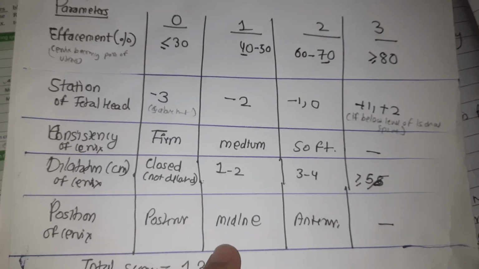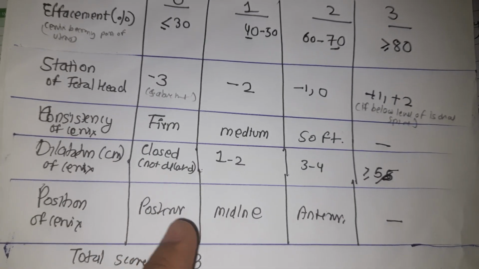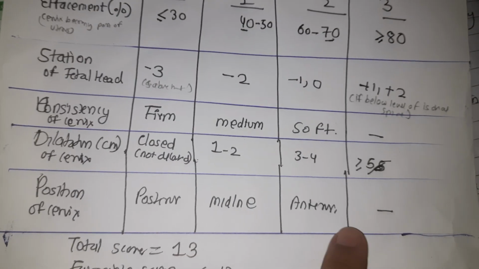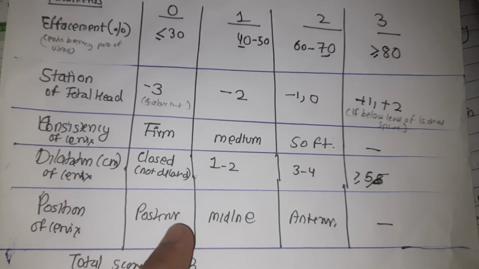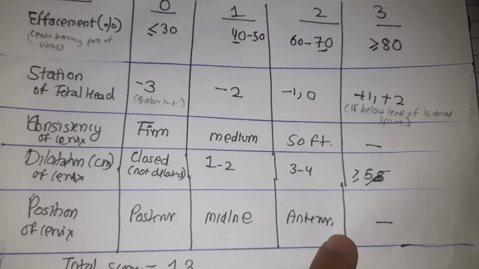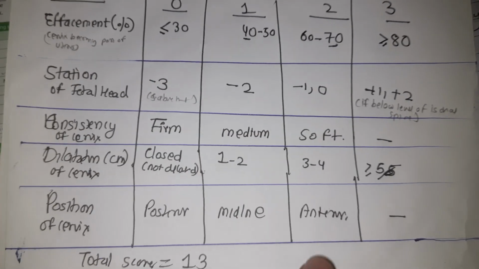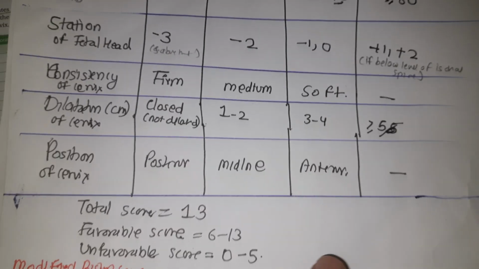And the position of cervix, again, here also the maximum score is 2. If the position of cervix is posterior, it is 0. If it is in the midline, it is 1. And if the position of cervix is anterior, then the Bishop score is 2.